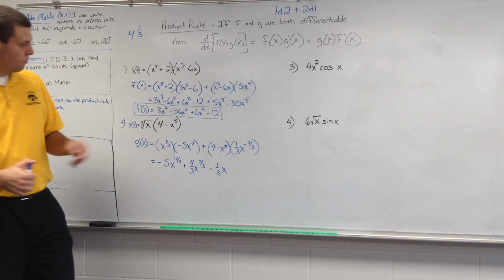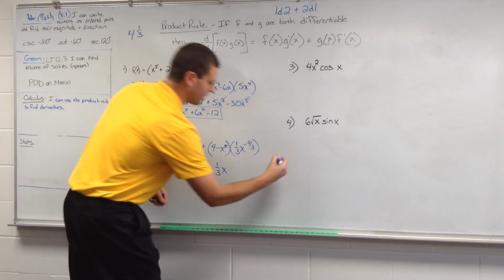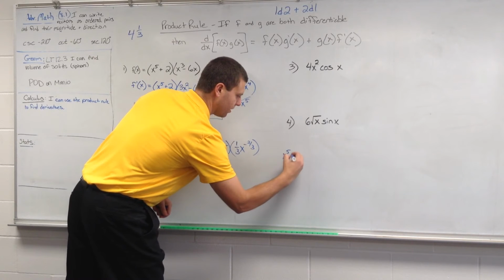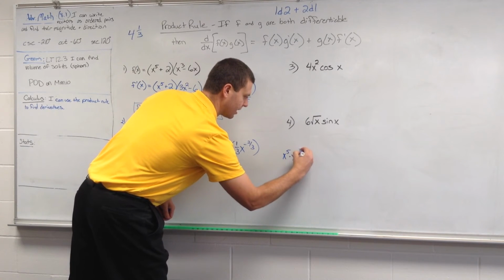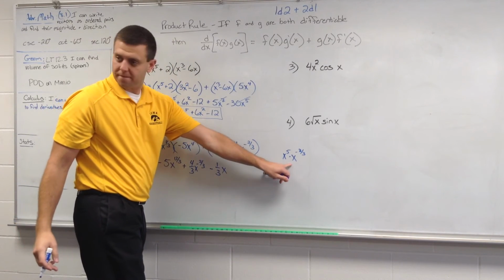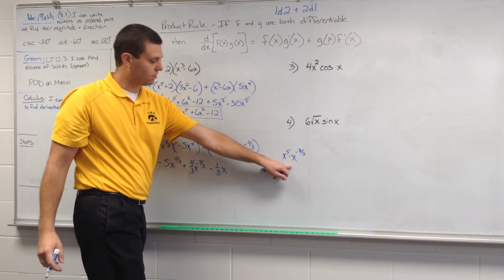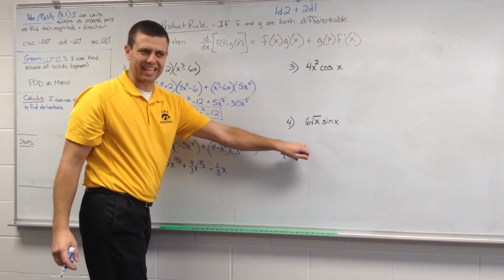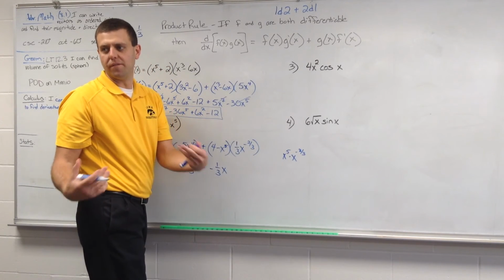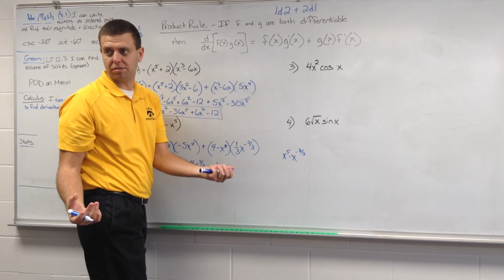It's 5 minus 2/3. Do you see the minus? x to the 5th times x to the negative 2/3. Leave the x's out of there, just get the exponents. When you multiply, what do you do with exponents? You add them. What's 5 plus a negative 2/3? 4 and 1/3. What's 5 minus 2/3?